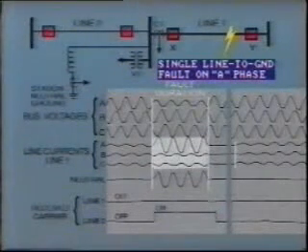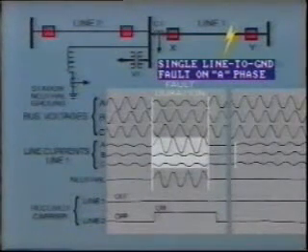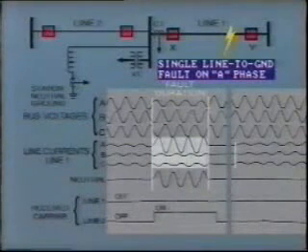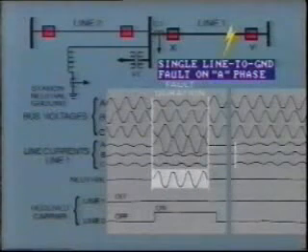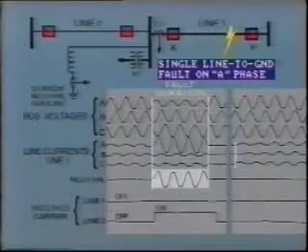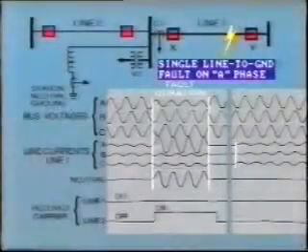Also, the A phase line current undergoes a sharp rise, while the other phase currents are unaffected. Finally, the station neutral current also increases from almost nothing to a large value. This indicates a line-to-ground fault.